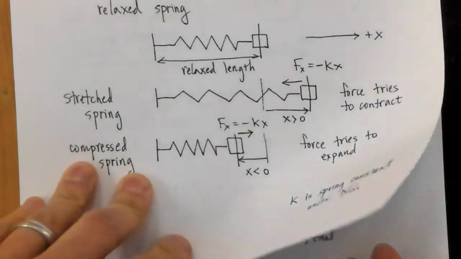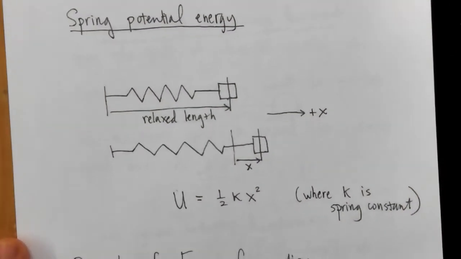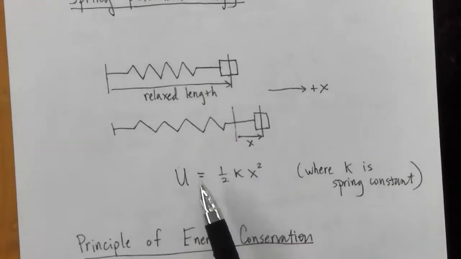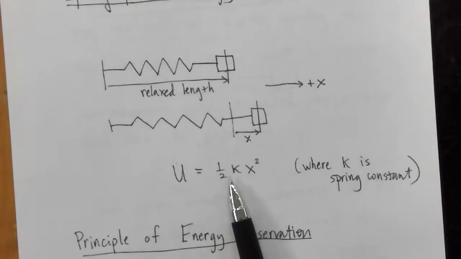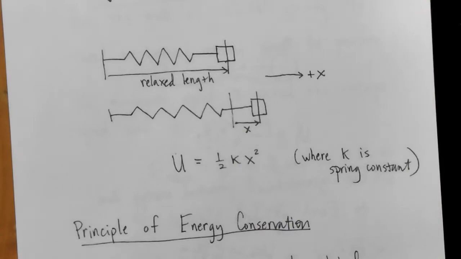Then we also had the potential energy for a spring. Spring potential energy: we have this relaxed length, we stretch or compress it by amount x. The potential energy, capital U, is 1/2 k x squared, where x is the amount you stretch or compress, and small k is the spring constant.